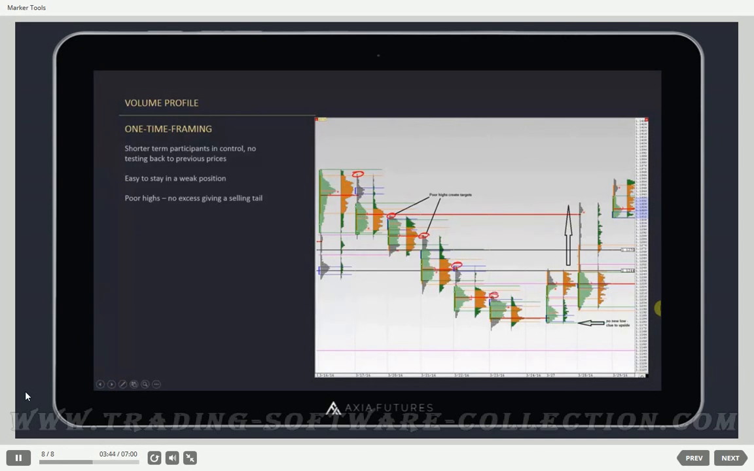What this is showing is that the market is never testing back, but also because you're not seeing any extension, you're not seeing any real initiative lower either, it indicates that the shorter term players are in control of the market. There's no real initiative, there's no attempt to really test back either.